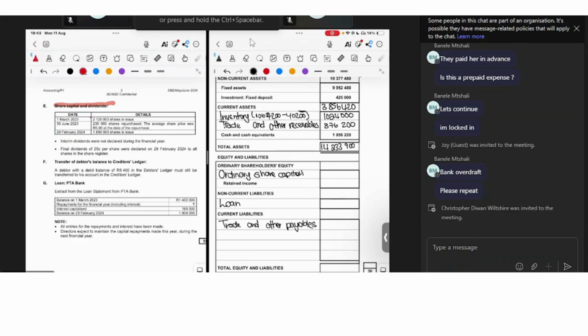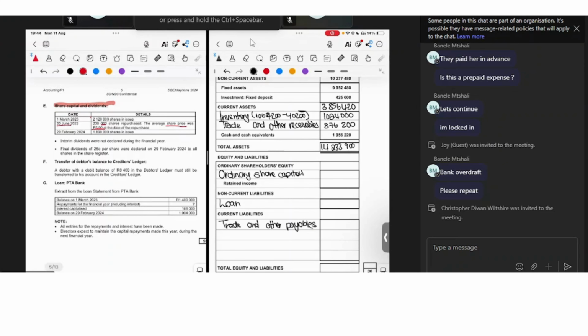And they're telling us at how much. And then they tell us on 30 June, 230 shares were repurchased. The average share price was 5.90 at the date of purchase. Now, how do you get your average share price? You take the value of the shares in issue and you divide by the number of shares in issue.